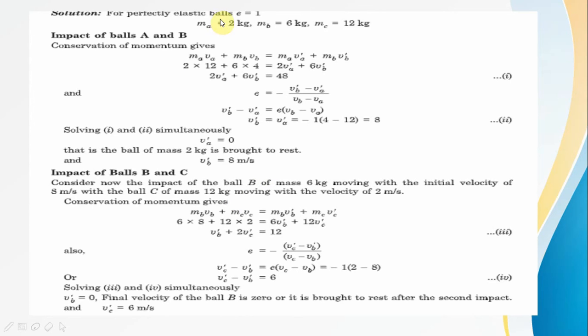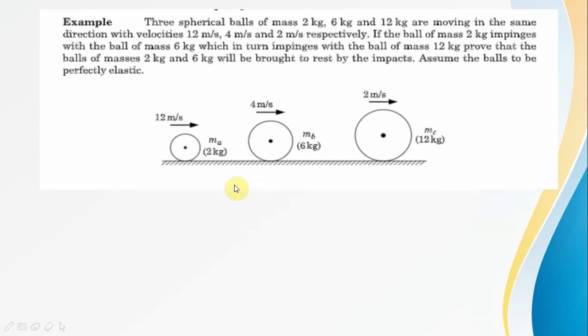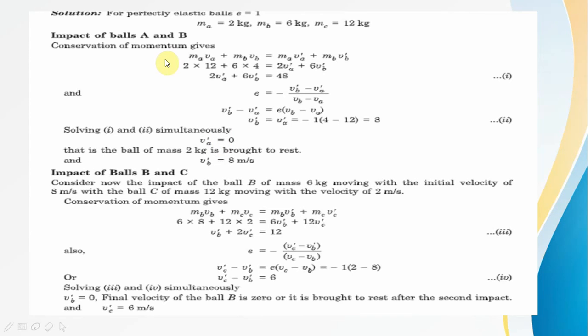For perfectly elastic balls, E equal to 1, MA we know is 2 kg, MB we know is 6 kg, MC equal to 12 kg. Now first of all, we will discuss the impact of these two balls, this ball and this ball. So we know conservation of momentum: MAVA plus MBVB equal to MAVA dash plus MBVB dash. Mass MA we know, initial velocity we know, mass MB we know, initial velocity of ball B we know. So we get the formula in terms of VA dash and VB dash: 2 VA dash plus 6 VB dash equal to 48, right?